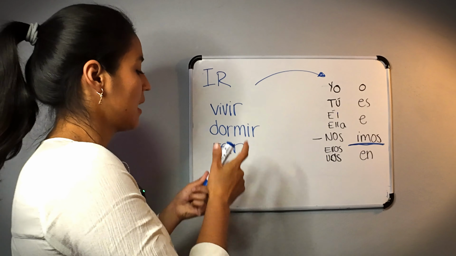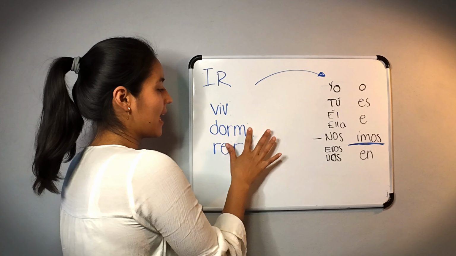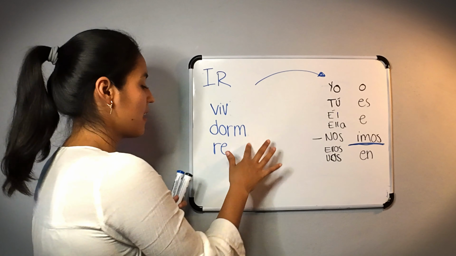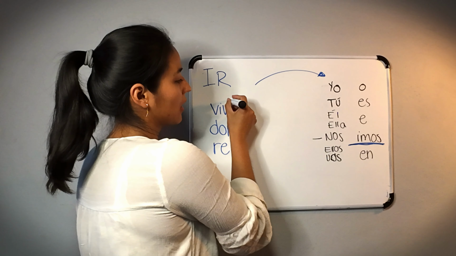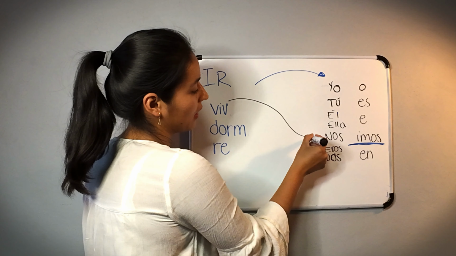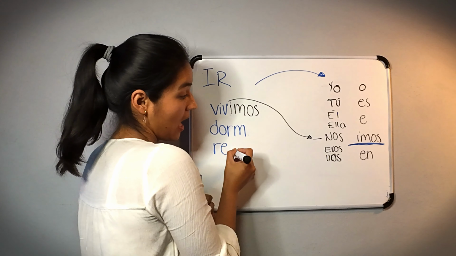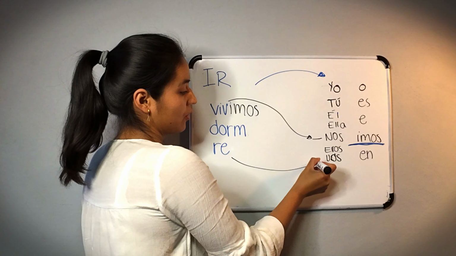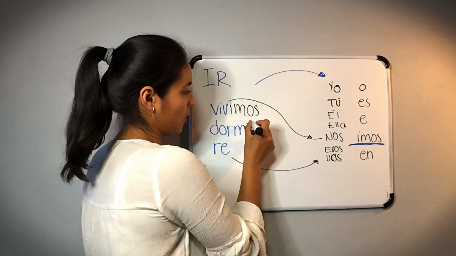Yeah? And let's follow the rules. We erase the ending, great, and then we add. So now I'm going to say nosotros vivimos. Ellos ríen. Okay, this one is an interesting one, and this one.